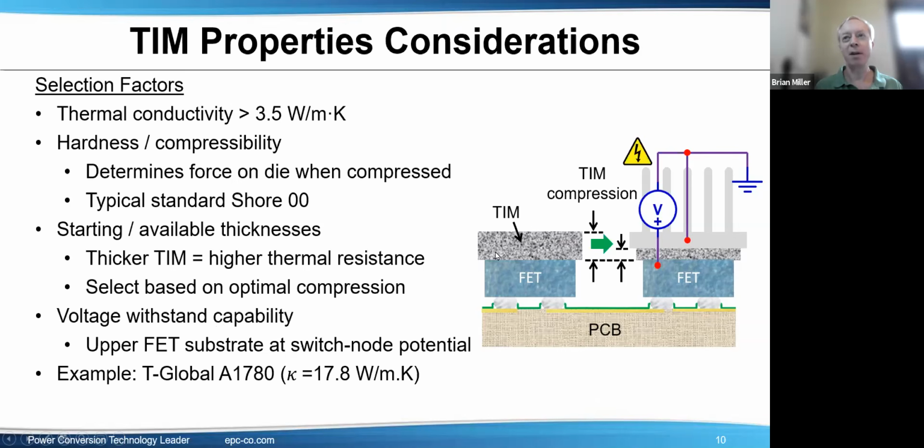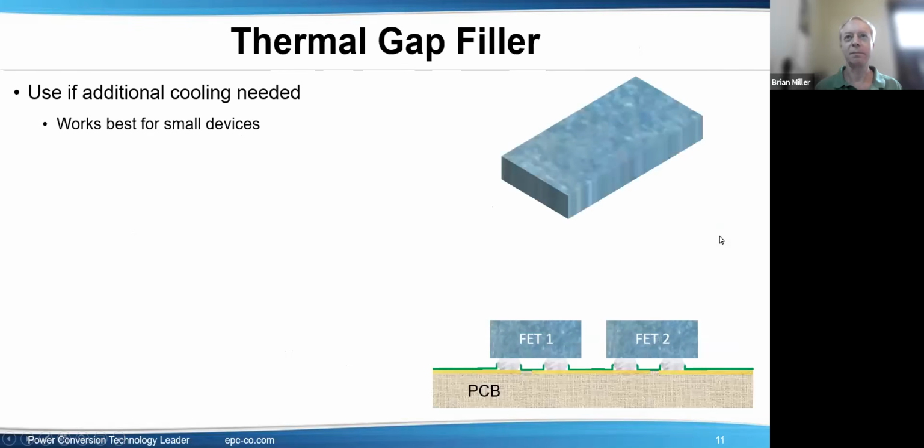One example of a very good thermal interface material is from a company called T Global. Here's their part number, and the conductivity is 17.8. That's very good. That really helps bond thermally the top of the FET to the heat sink or heat dissipation heat plate, and so forth.